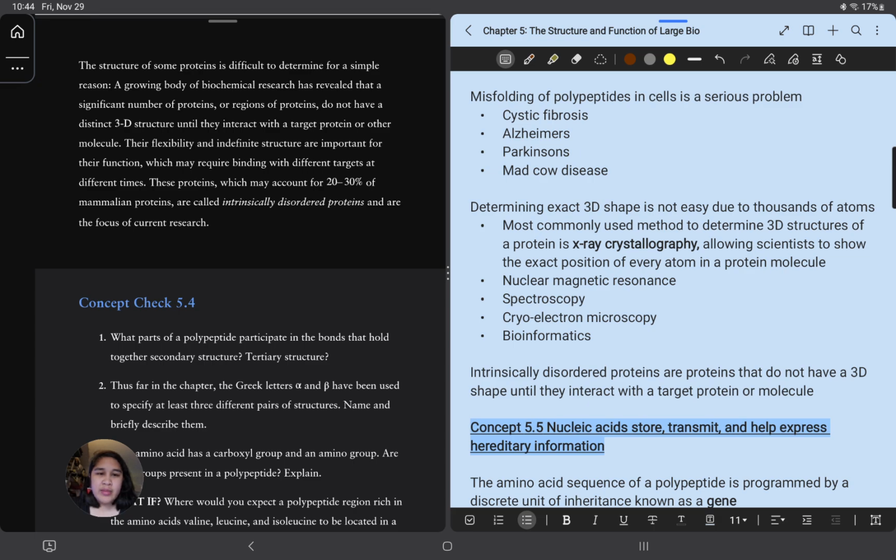Determining exact 3D shape is not easy due to thousands of atoms. The most commonly used method to determine 3D structures of a protein is X-ray crystallography, allowing scientists to show the exact position of every atom in a protein molecule. There's also nuclear magnetic resonance spectroscopy, cryo-electron microscopy, and bioinformatics. Intrinsically disordered proteins are proteins that do not have a 3D shape until they interact with a target protein or molecule. Okay?